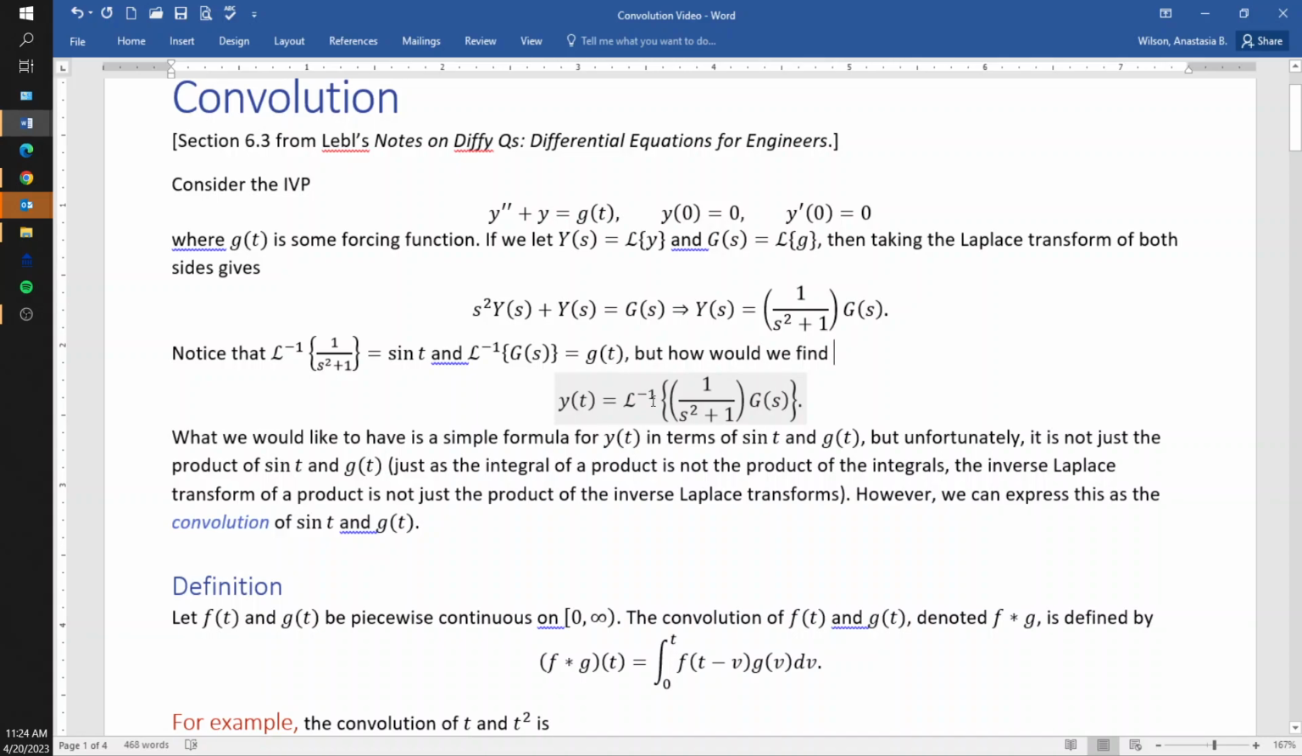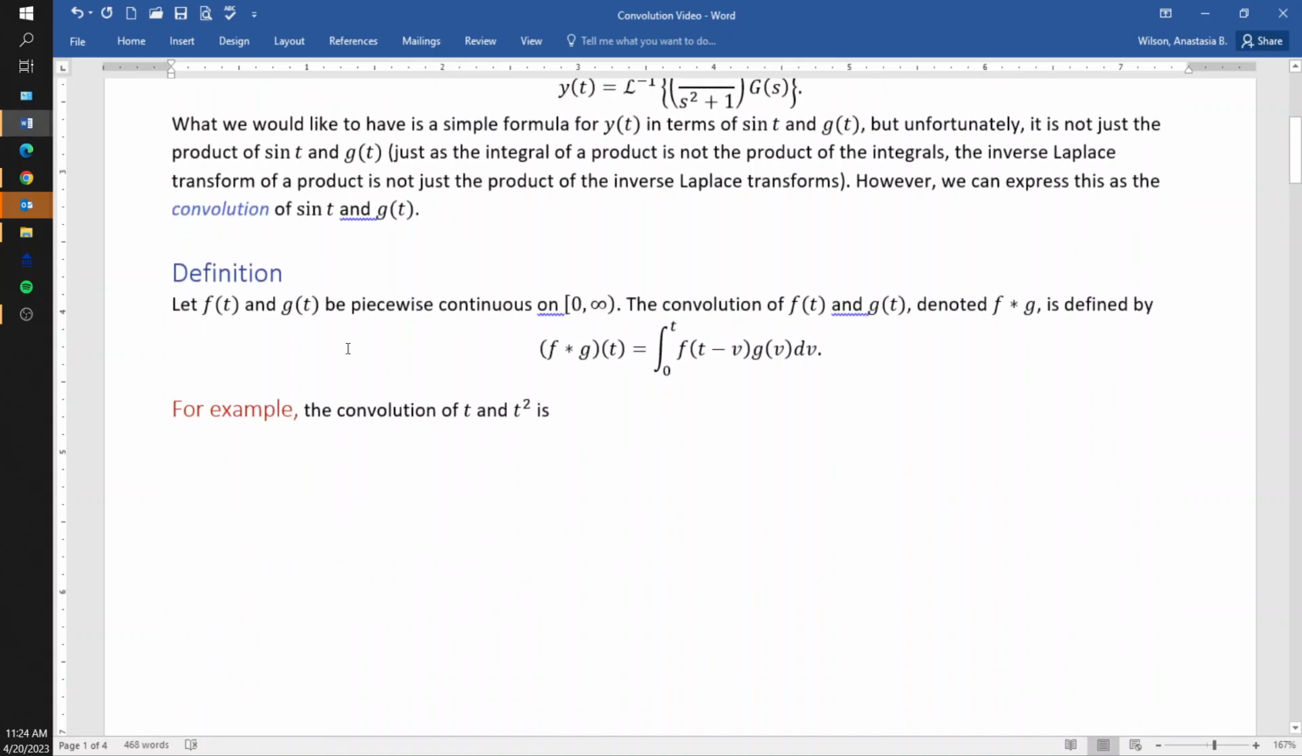So unfortunately, it's not just the product of the inverse Laplace transforms, but what we can use to get the inverse Laplace transform of this product is a convolution. Now, convolution is defined in terms of this integral. It's for two different functions that are at least piecewise continuous on an interval from 0 to infinity. It's denoted with this little star symbol. So f star g, or f convoluted with g, is the integral from 0 to t of f of t minus v, g of v dv.